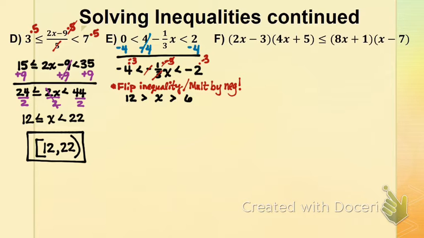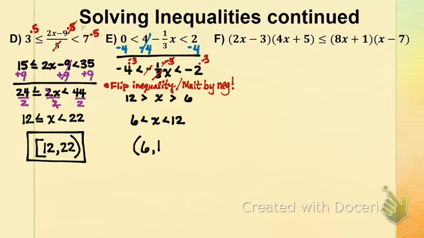When I write my interval notation, should it start with 12? No, we always want the smallest thing first. So I'm actually going to rewrite this so that I can see the smallest thing on the left and the bigger thing on the right. And so what would my final answer in interval notation look like? Absolutely correct. Parenthesis, 6, comma 12, and then another parenthesis, because neither of these include, they don't have the or equal to there. Fantastic.